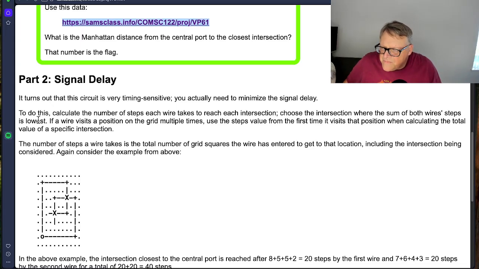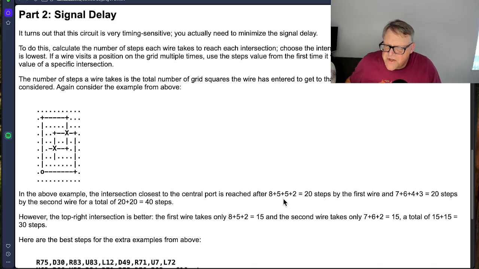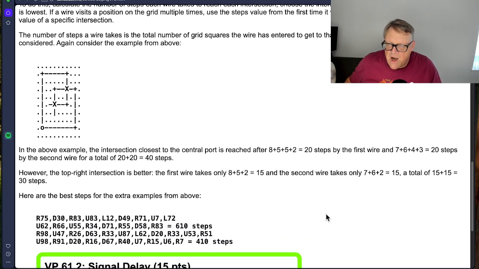All right. If we take this example from above, now the intersection closest to the central point is reached after 20 steps by the first wire and 20 steps by the second wire. But the top right intersection is reached by the first wire in 15 and the second in 15. So as we noticed, it crossed this one first before it crossed this one. So this one is actually a shorter distance along the wires. That's the one that matches. You don't just count the Manhattan distance from the start to here, you count the distance along the wires.